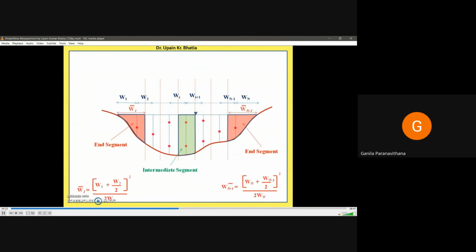The effective width W bar for the end segments is worked out by using this formula. On the left hand side, it is ((W1 plus W2) by 2) whole square divided by twice of W1. And on the right hand side, similarly, it is ((Wn plus Wn minus 1) by 2) whole square divided by twice of Wn. And for the intermediate segments, the average width or the effective width of the segment is taken as half of Wi plus half of Wi plus 1.